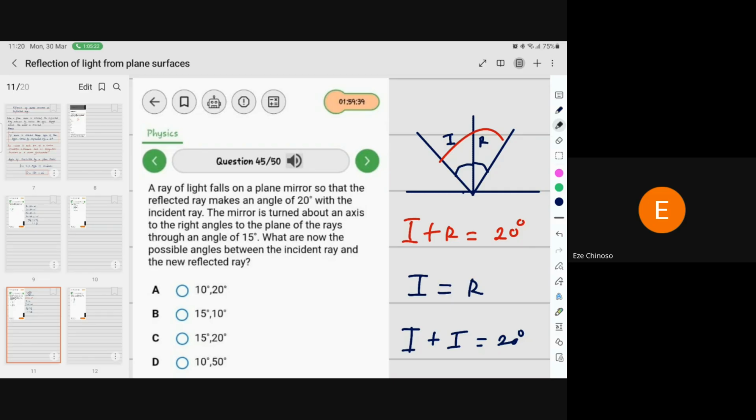We've actually calculated the incident ray. So how do we now get the new value of the reflected ray, of the refracted ray and the angle of incidence? I think Justice has calculated the refracted ray already, and he said that it's going to be 30 degrees. So what will now be the new value of the incident ray?